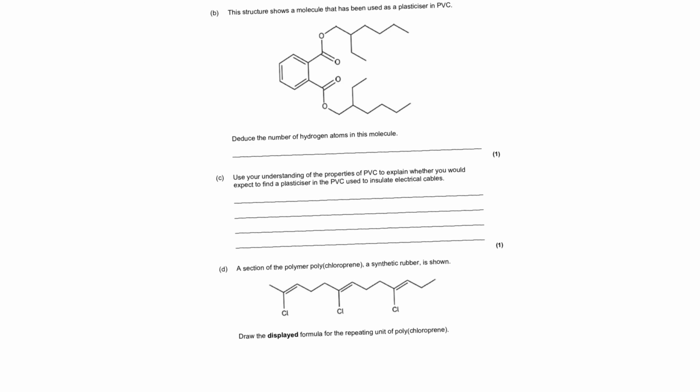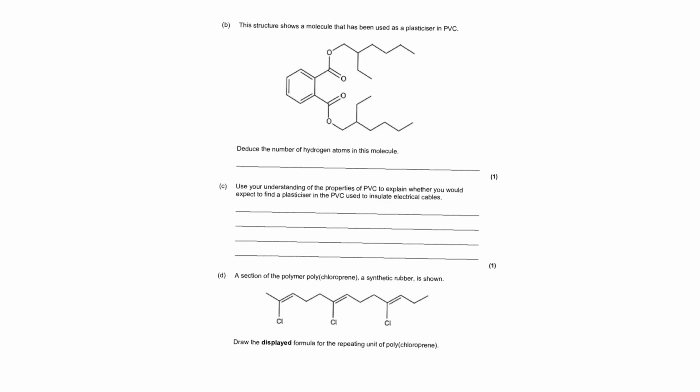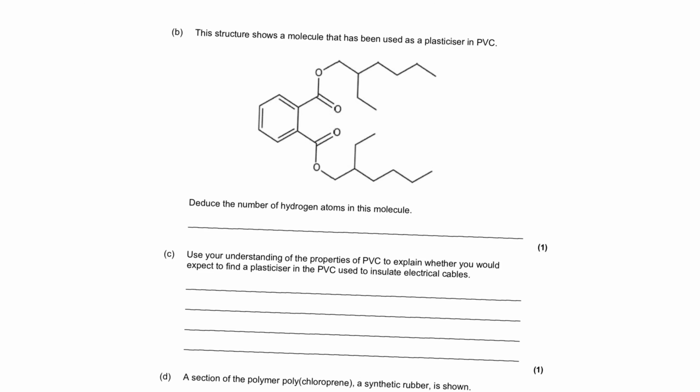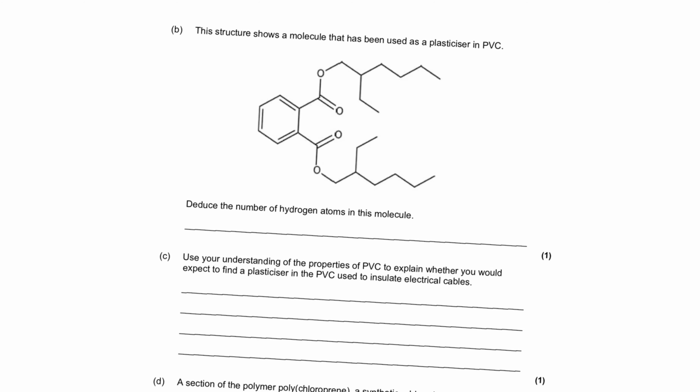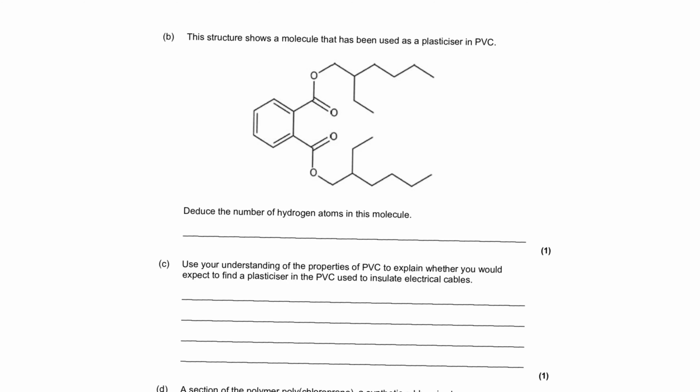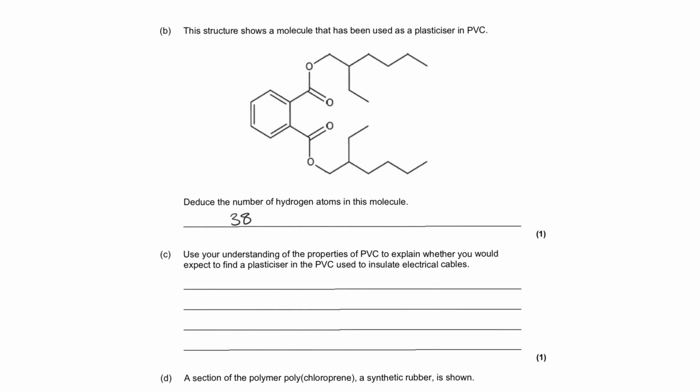Part B. This structure shows a molecule that has been used as a plasticizer in PVC. Deduce the number of hydrogen atoms in this molecule. I'd rather not, but seeing as they've asked us to do it, we're going to have to do a lot of counting, we might be here some time. So I'm just going to tell you the answer is 38. Okay. If you're not sure why, feel free to ask me.